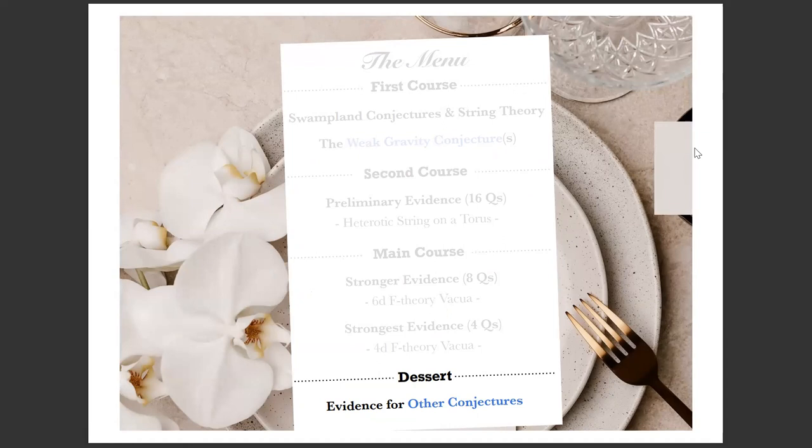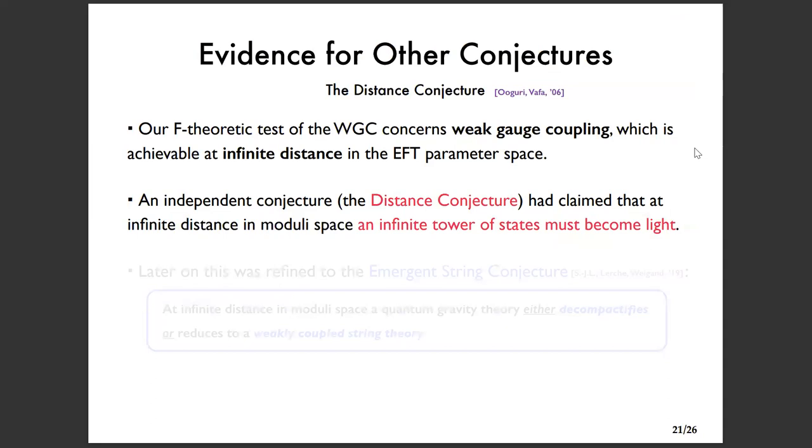So let me start with the distance conjecture. Our test of the weak gravity conjecture concerns weak gauge coupling achievable at infinite distance in the parameter space. And interestingly, an independent conjecture known as the distance conjecture had claimed that at infinite distance in moduli space, an infinite tower of states must become light.